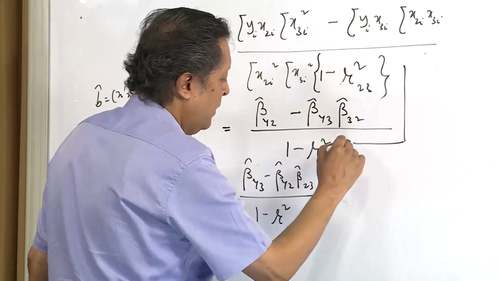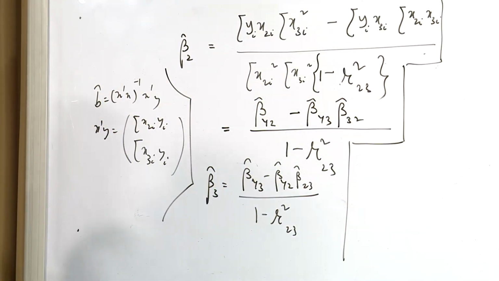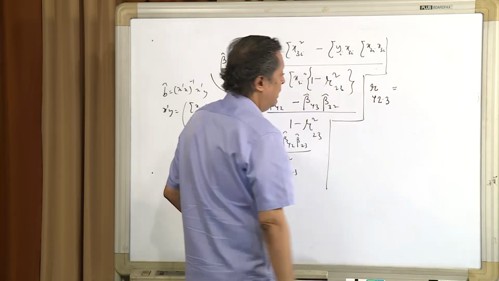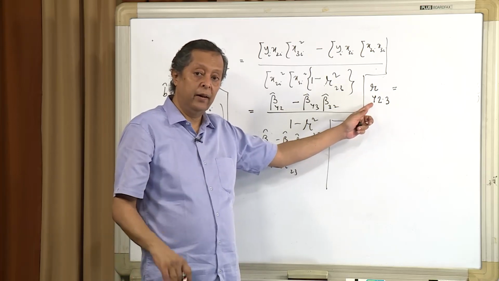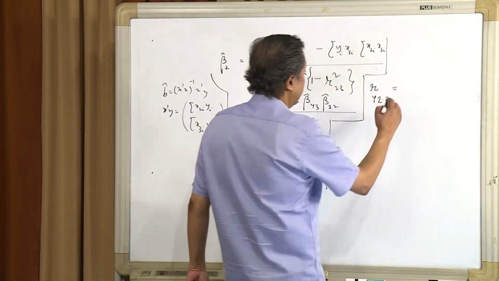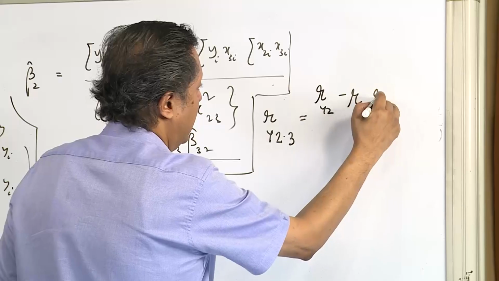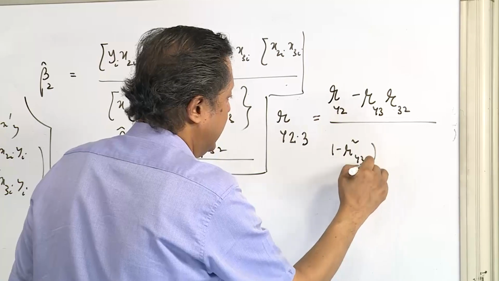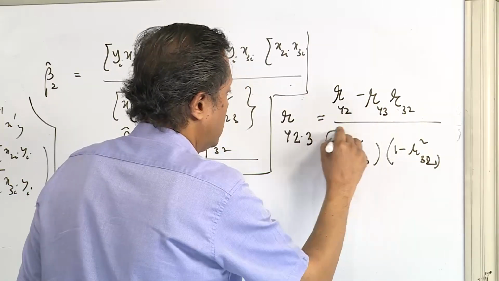Similarly, the partial correlation between y and x2 given x3, that means the correlation between y purified of the effects of x3 and x2 purified of the effects of x3, is given as r_y2 minus r_y3 r_32, and the denominator now you have 1 minus r square y3, 1 minus r square 32, the square root of that.